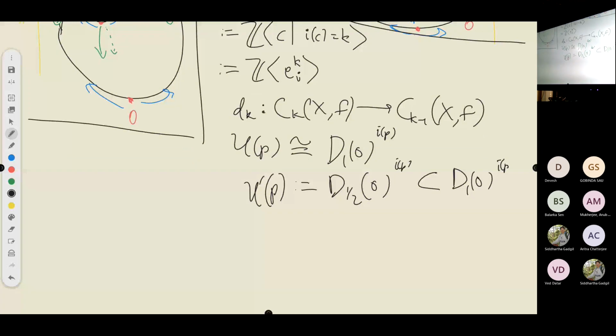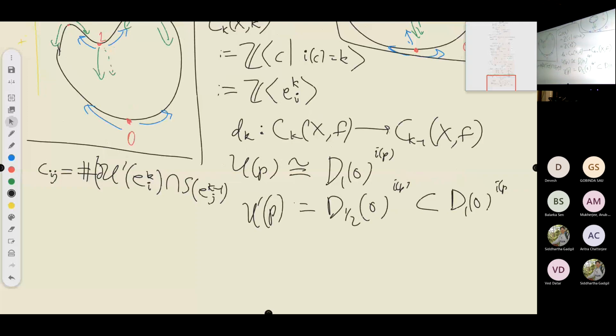Okay. So I'm going to now define some numbers, which are just going to be the signed count of the boundary of U prime corresponding to K I, intersected with the stable manifold corresponding to K minus 1 J. So the figure that I use to illustrate this is as follows.